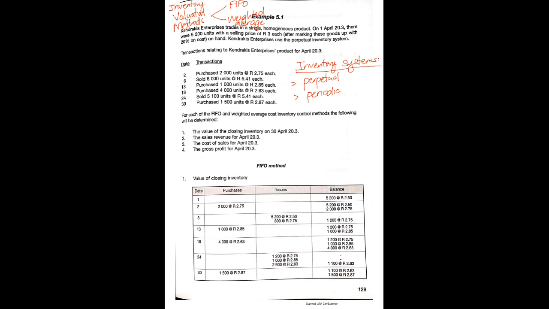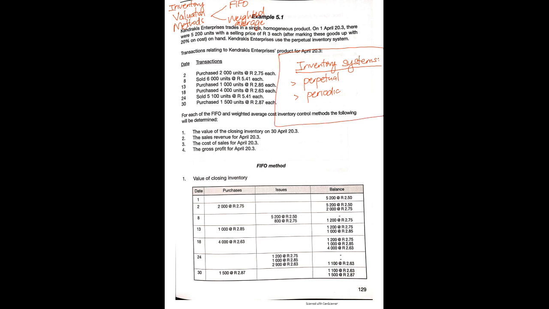So with the FIFO, I'll explain it to you in a second how each of them work. With the FIFO and the weighted average, it also does depend on the type of inventory system that the company is following or making use of. So when we had looked at Learning Unit 2, you would have seen, if you've read through your textbook as well, that there are two types of inventory systems. You have a perpetual inventory system as well as a periodic inventory system.